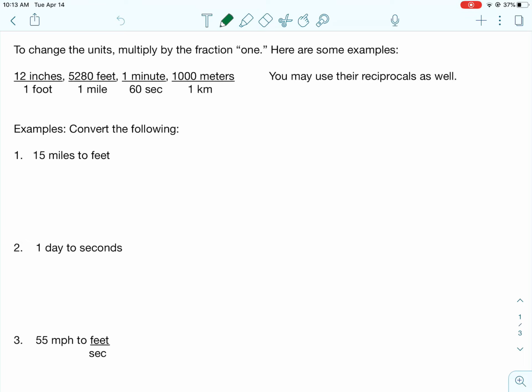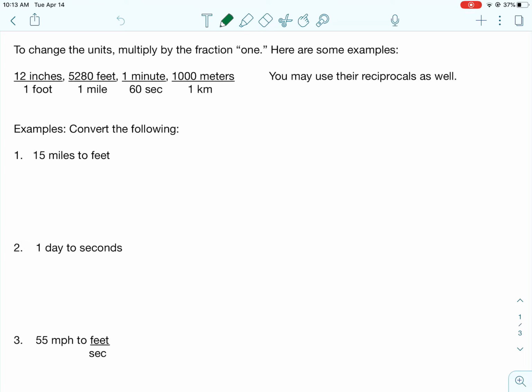So whenever we are changing units, we can multiply by a fraction that's equal to 1 because multiplying by 1 never changes the value. And so if the numerator is equal to the denominator, that is multiplying by 1. So here are a few 1 fractions that you guys can jot down. So 12 inches over 1 foot, 5,280 feet over 1 mile, 1 minute over 60 seconds.